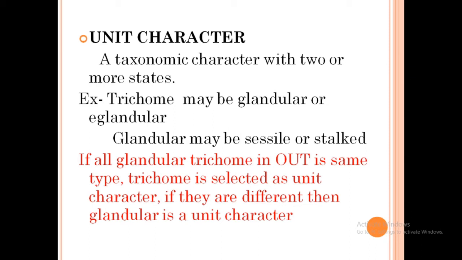If they are different, then glandular is the unit character. See. So if all glandular trichomes are of the same type, means what? There is no branched or multicellular type, all the same, then trichome is a unit character. Clear? If they are different, then glandular is the unit character. Means what? Under glandular different states are there. In trichome: glandular, aglandular. If glandular is of the same type, trichome is the unit character. If glandular is of different types, glandular is the unit character.